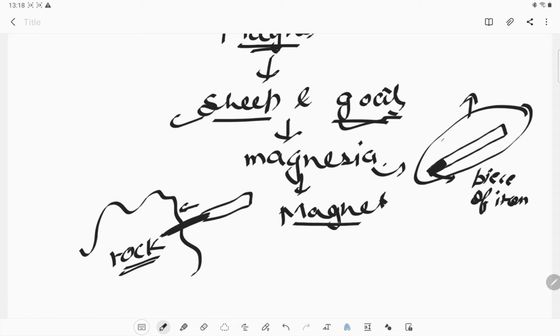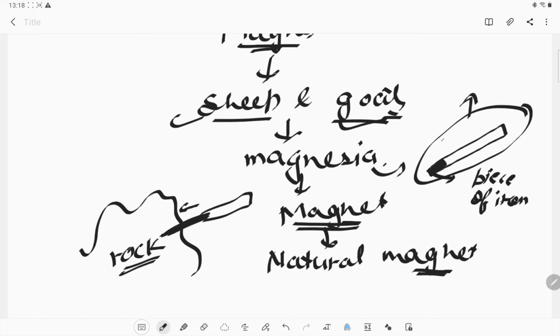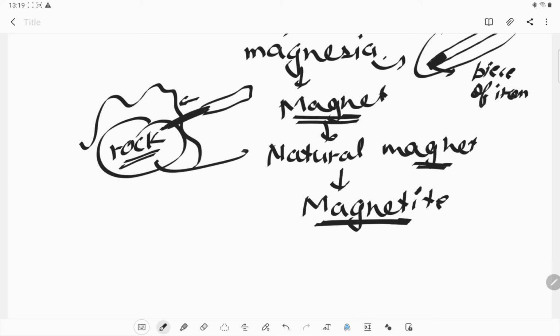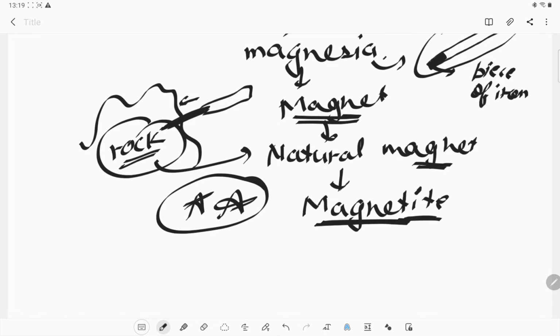This was the natural magnet which is present in the mountain of Magnesia. This natural magnet is known as magnetite. They gave this name to the magnet from that rock, which is the natural magnet, and that rock's name is magnetite. So whenever in the exam they ask for an example of a natural magnet, magnetite is the natural magnet.